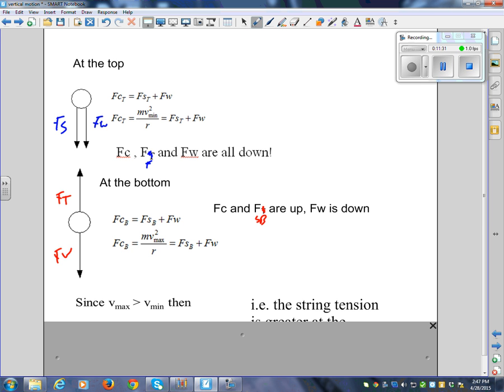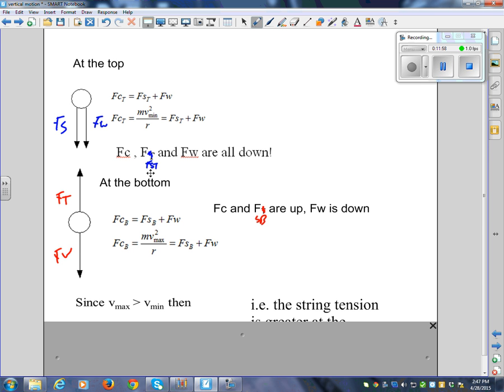So is it FC? That's the FCT or whatever? FC is centripetal force top. FST, string force top. FCB, centripetal force bottom. FSB, string force bottom. What did you write? I just changed these FTs to SB, and I changed this one here to FST. So FCT is top, not total.